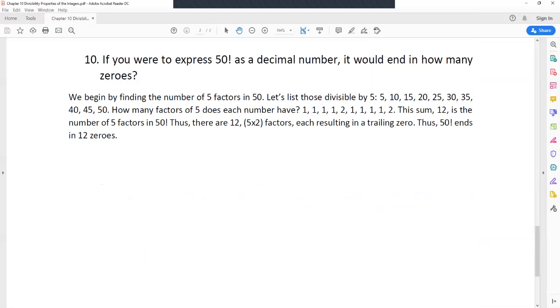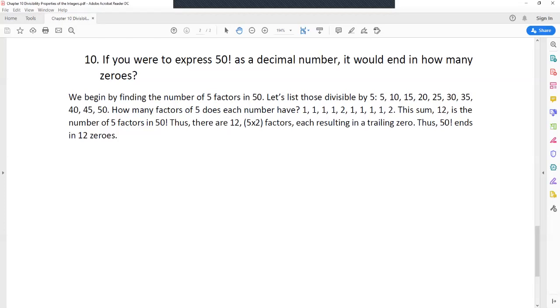Problem number 10. If you were to express 50 factorial as a decimal number, it would end in how many zeros? Well, the trick to this is we begin by finding the number of 5 factors in 50. So if we list those values that are divisible by 5, then we would have 5, 10, 15, 20, 25, 30, 35, 40, 45, 50. All of these will have 5 factors.